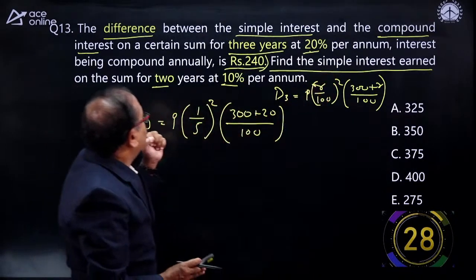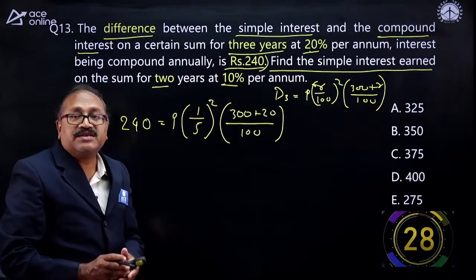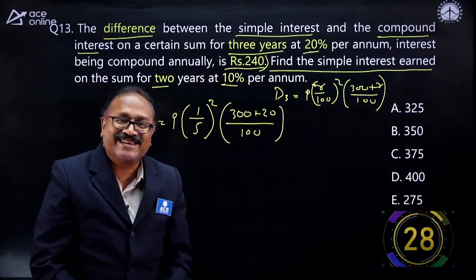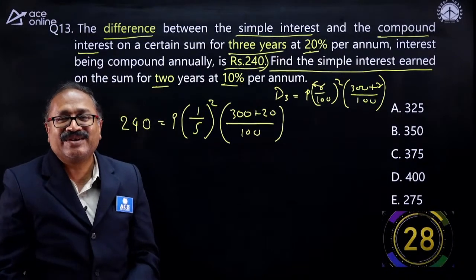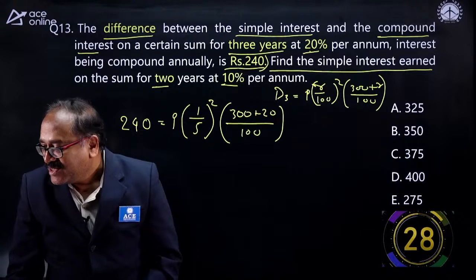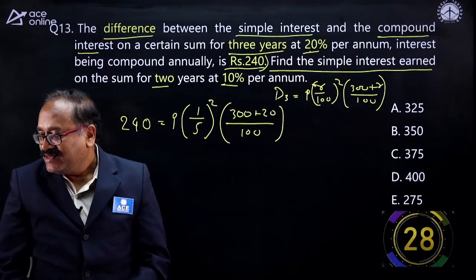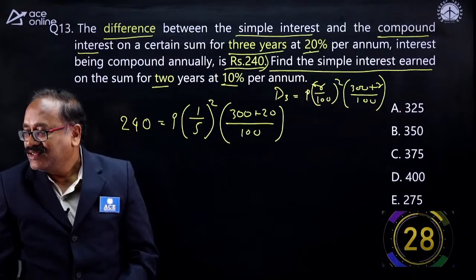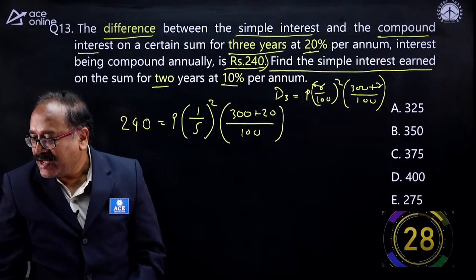Find the simple interest for 2 years at 10% per annum. From here onwards, I will wait for 30 seconds. I will be silent. It's your time. Answer it. Chandrasekhar Reddy, answer it. Sumit sir, please answer.